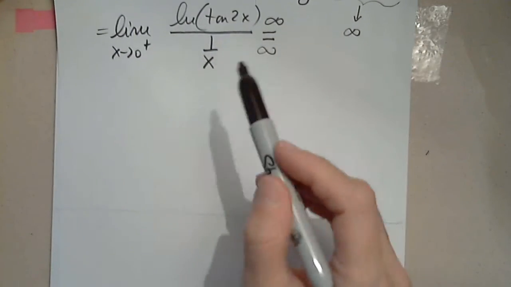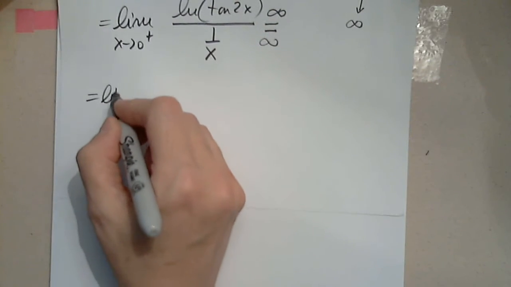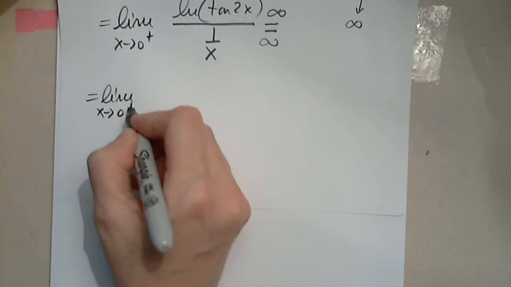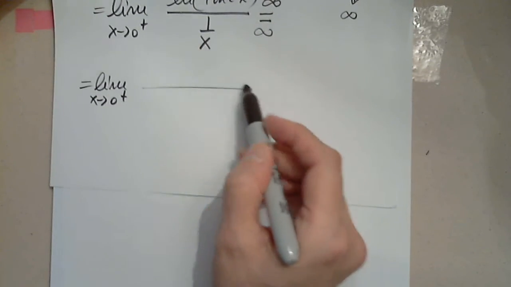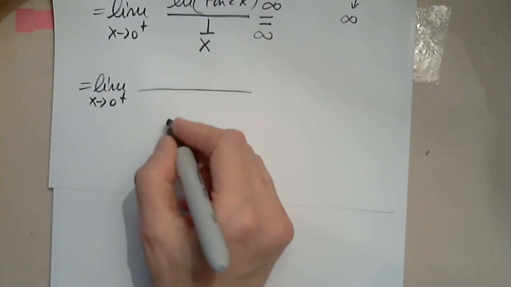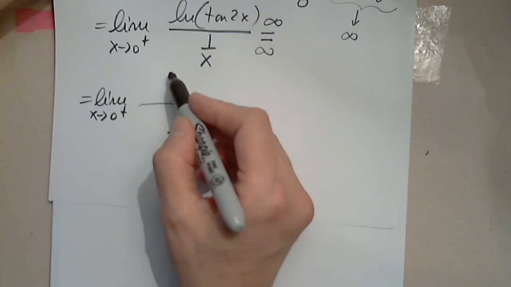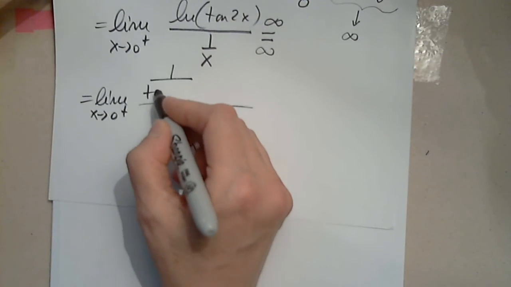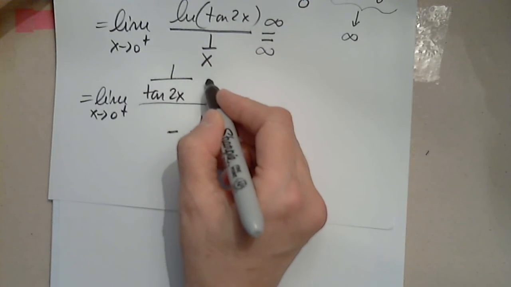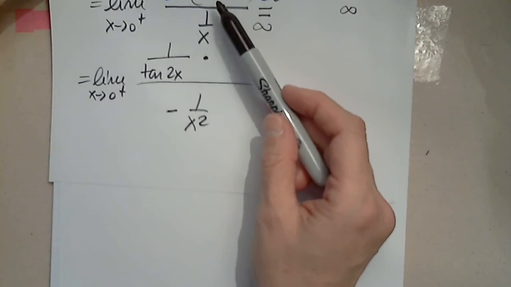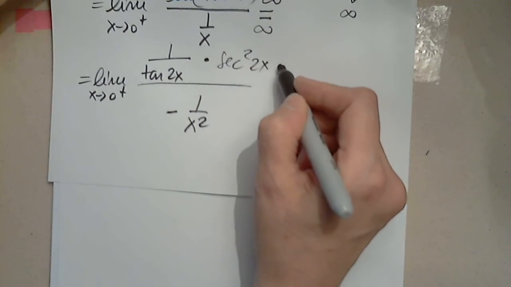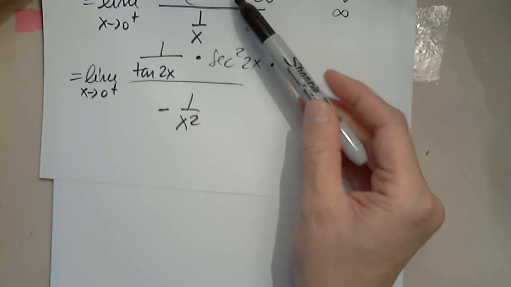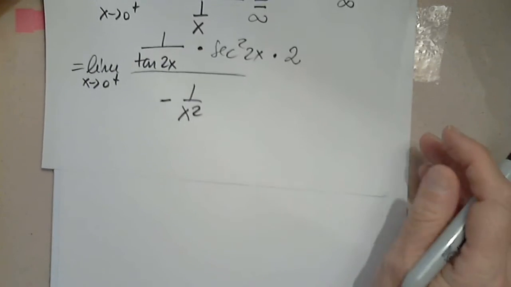Now, only now I can apply L'Hopital's rule. So this is limit as x approaches 0 from the right. I differentiate the top. I like the denominator. I know what that is. I differentiate the top. 1 over tangent 2x times tangent prime, which is secant squared 2x, times the inner function prime, which is 2.